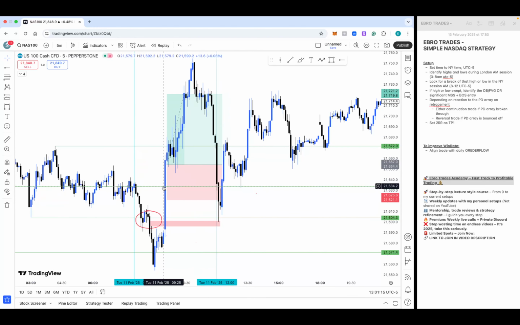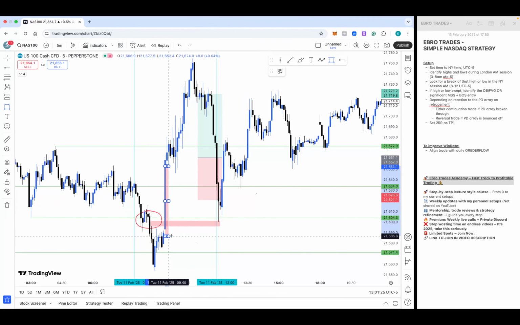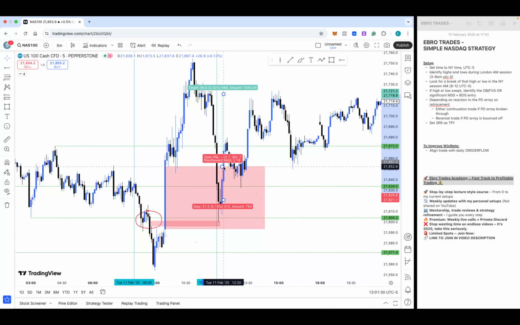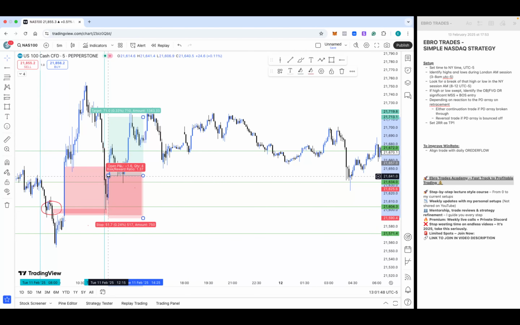Bear in mind, you could also have taken the trade off retracement into this fair value gap. So this right here is a massive fair value gap. And you could have taken the trade off of retracement into the fair value gap somewhere here, placed your stop loss just outside the fair value gap, and placed your TP at 1 to 2. It would have taken ages to hit your TP, but you would have hit it. So 1 to 2 is around here.